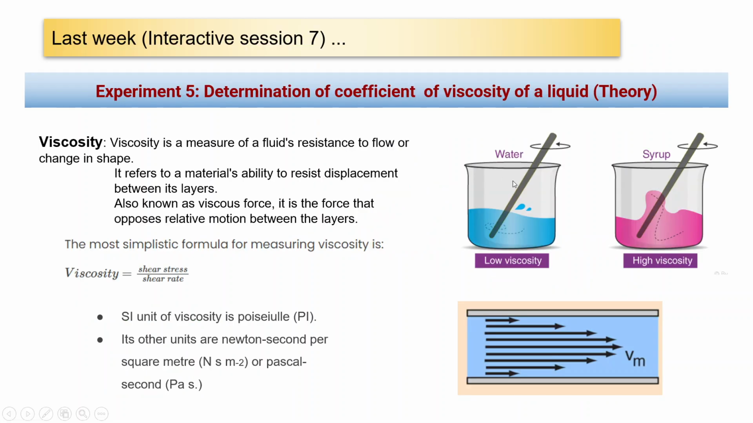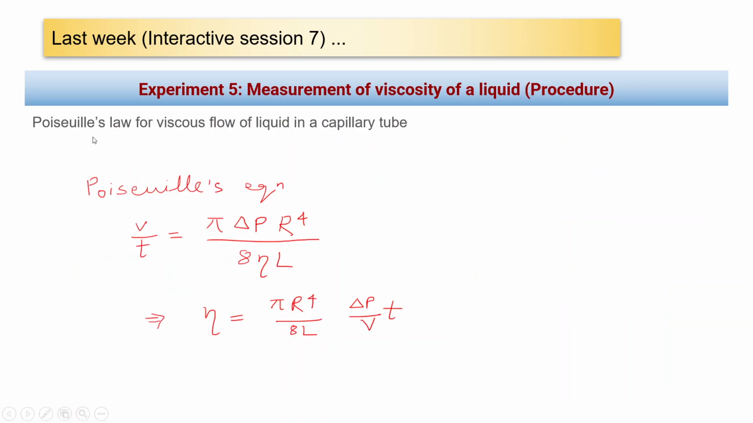So let's have a recap of what we discussed last week. Last week we discussed this experiment where we wanted to determine the coefficient of viscosity of a liquid. We understood its theory, and using Poiseuille's law we worked out the working. This is the working formula for this particular experiment that we had derived based on Poiseuille's law.